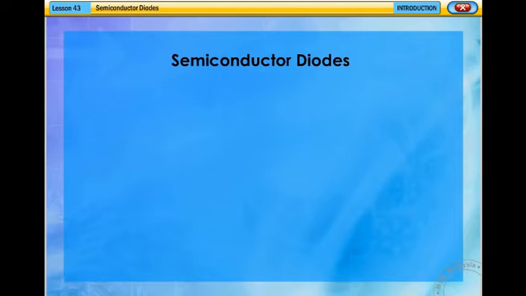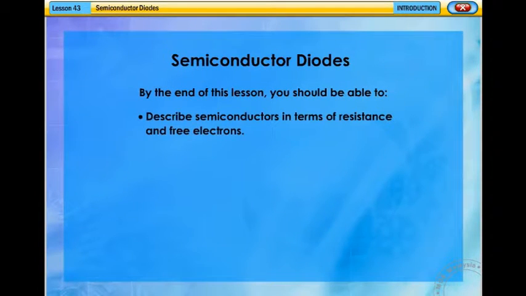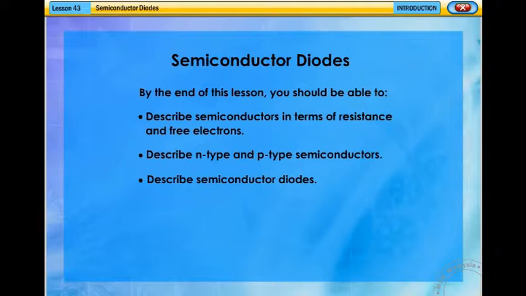Semiconductor diodes. By the end of this lesson, you should be able to describe semiconductors in terms of resistance and free electrons. Describe N-type and P-type semiconductors. Describe semiconductor diodes. Describe the function of diodes.